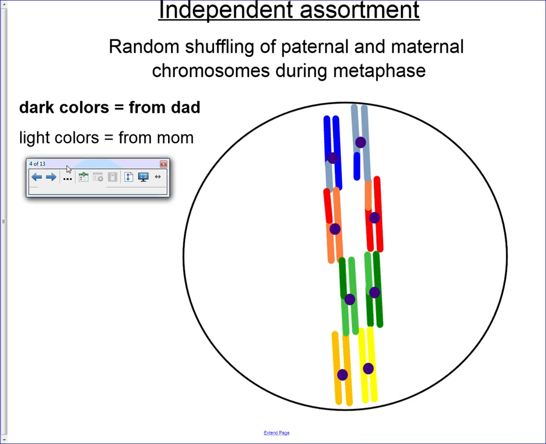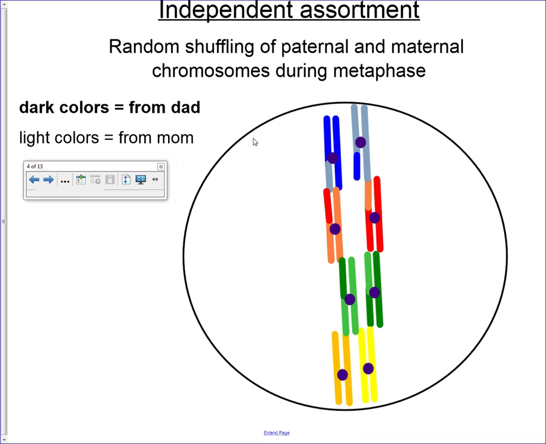Okay, the other method of genetic diversity is called independent assortment. Basically what happens here is all of the chromosomes that belong to your mom and all the chromosomes that belong to your dad align in such a way that it's random, so that when the cell divides and creates two daughter cells, it's a mixture of both.